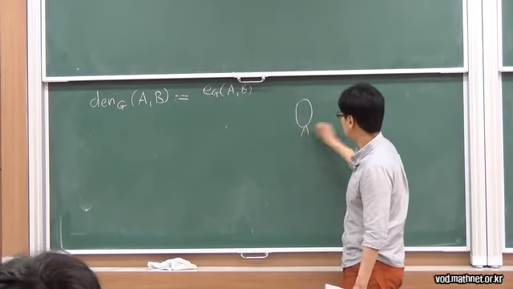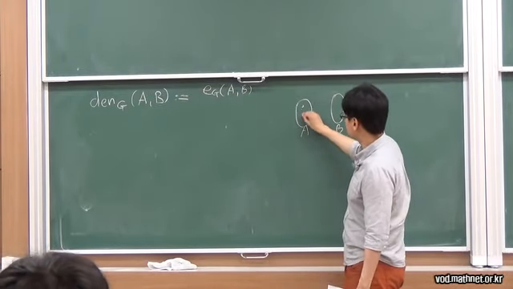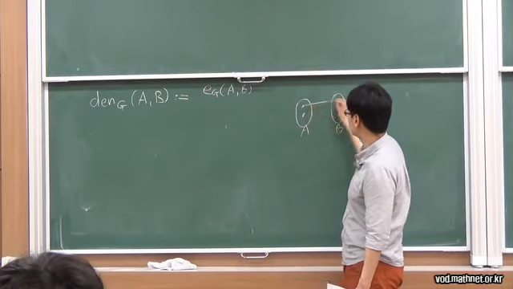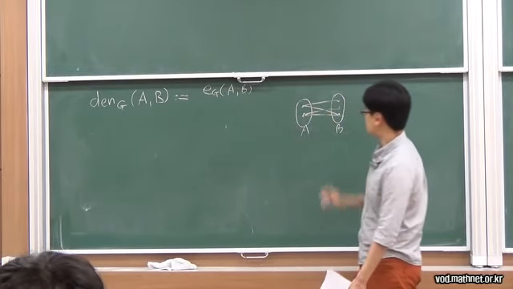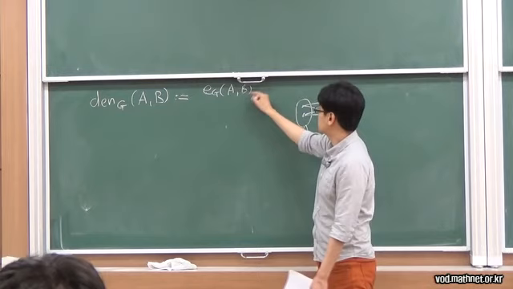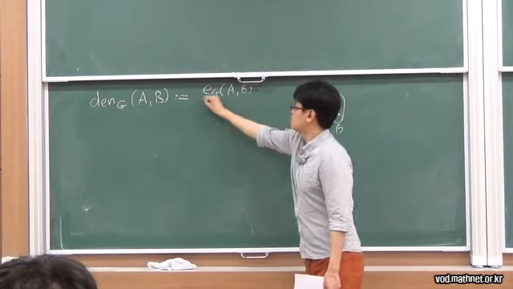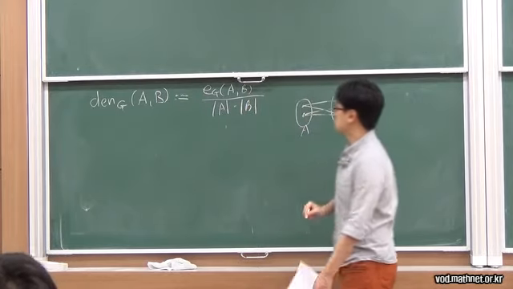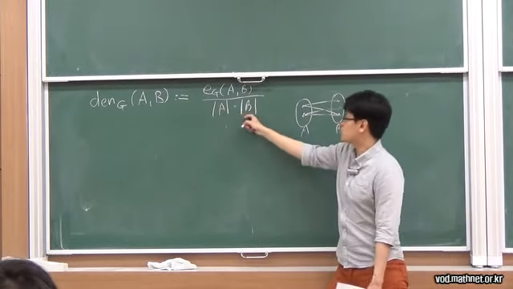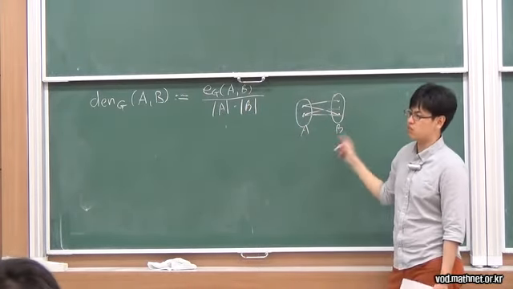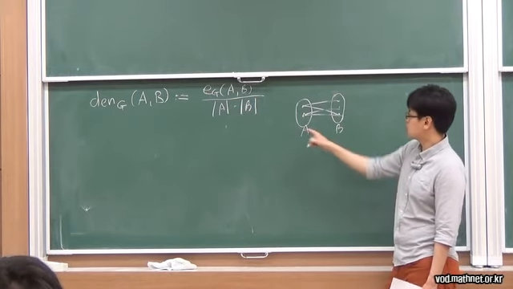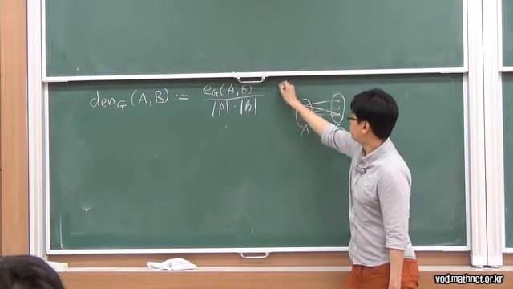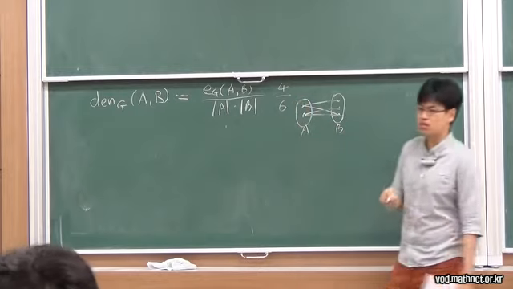So if we have A and B, and let's say here we have 2 vertices, 3 vertices, and say 4 edges, then the numerator is 4. And then we divide it by the size of A times the size of B, because size of A times size of B is the maximum number of edges we can have between A and B. So in this case, this is 4, and this is 6, so the density is 2/3.